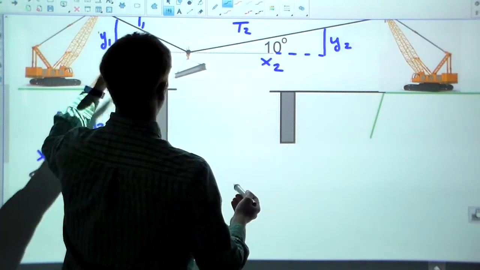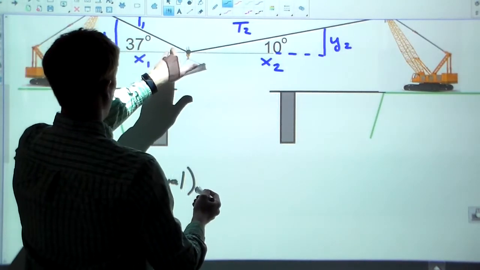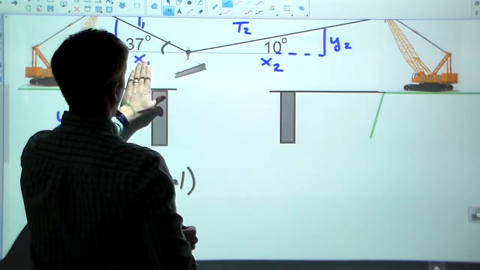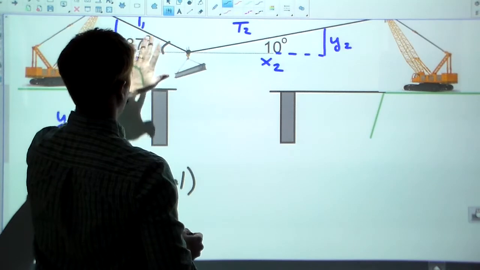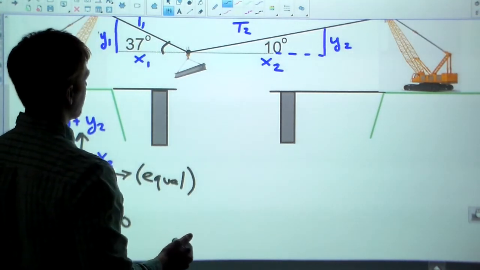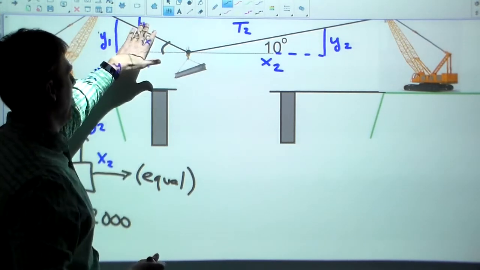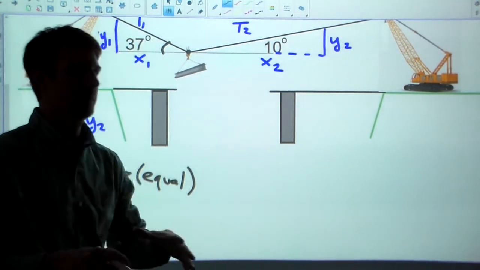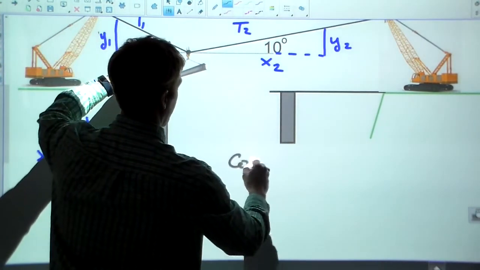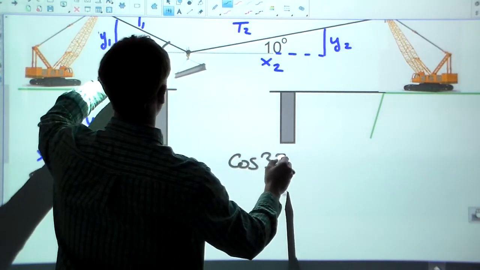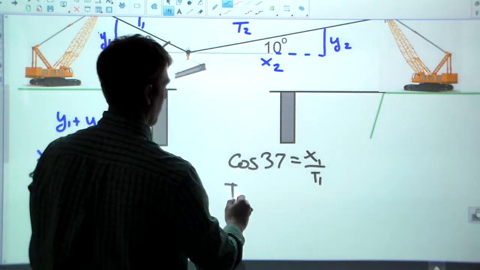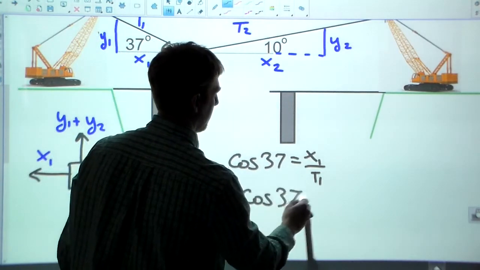All right, well, let's maybe just start with x1. X relative to this angle, which is right here, x is adjacent. And we really don't know the opposite or the hypotenuse, but it's really best if you do everything in terms of the hypotenuse so it's in common later on. And I think you'll see what I mean later. So I'm going to do a cosine relationship. Cosine of 37 is x1 over t1, which means that t1 times cosine of 37 is x1.